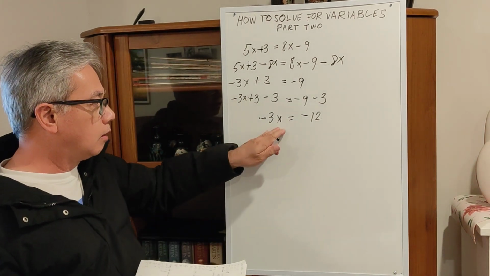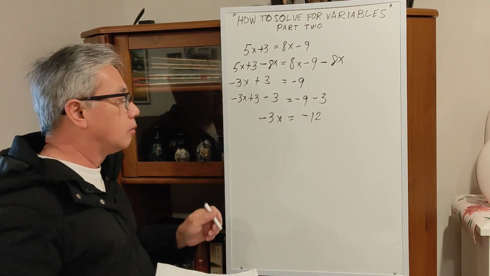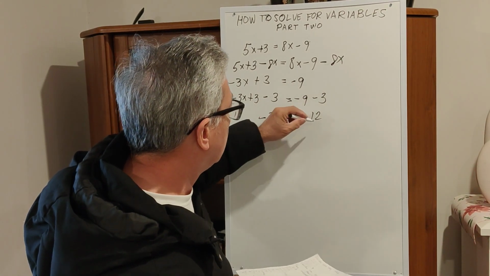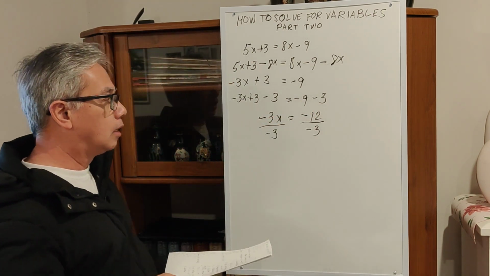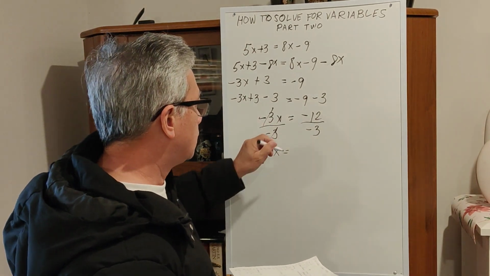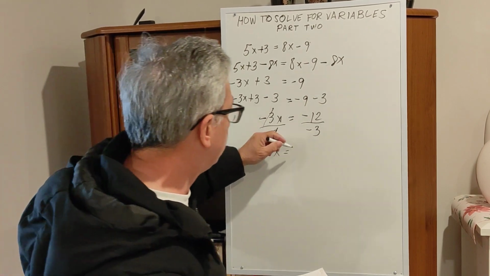Now the number with x is negative 3, so we have to divide by negative 3 and also divide by negative 3 on the other side. So this one would cancel out. So x, negative 12 divided by negative 3, will be 4.